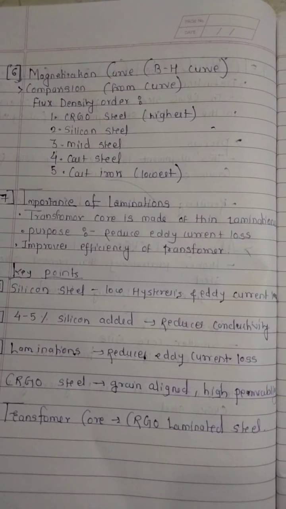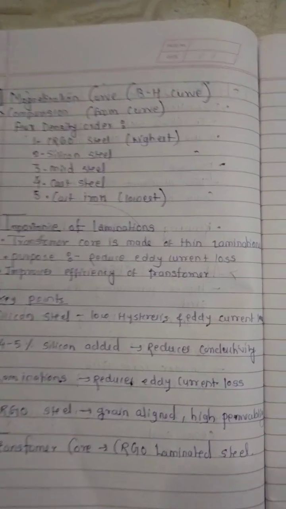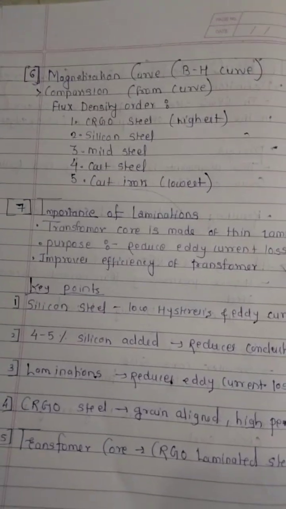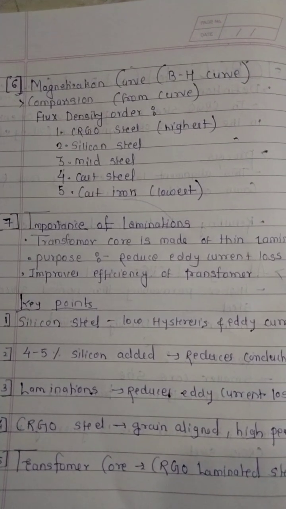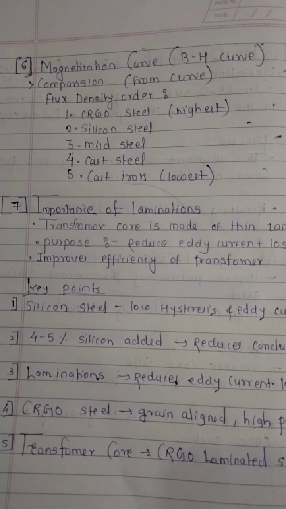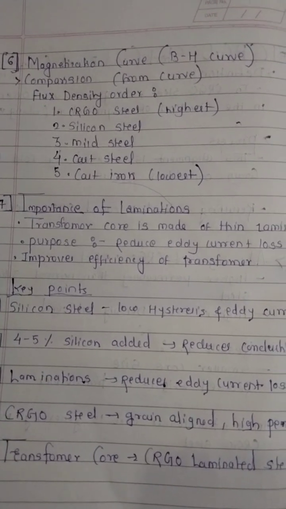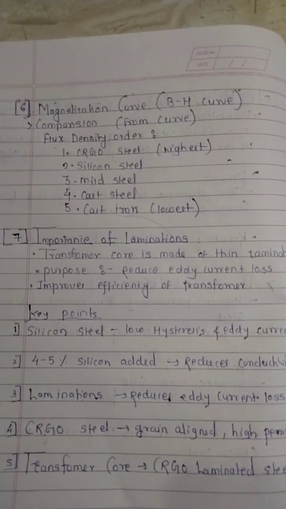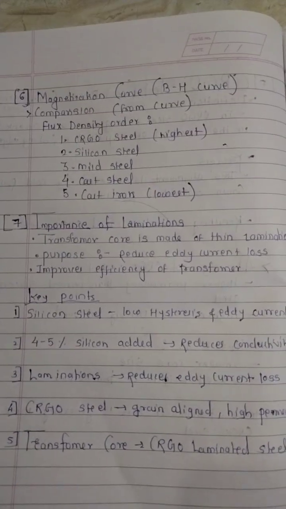Now the magnetization curve. In the magnetization curve, we can see that in flux density order, CRGO steel has the highest magnetization as compared to silicon steel, then mild steel, then cast steel, and cast iron has the lowest magnetization.